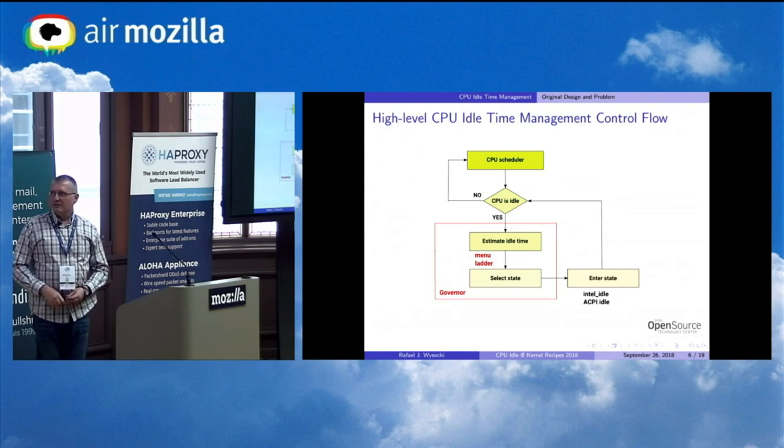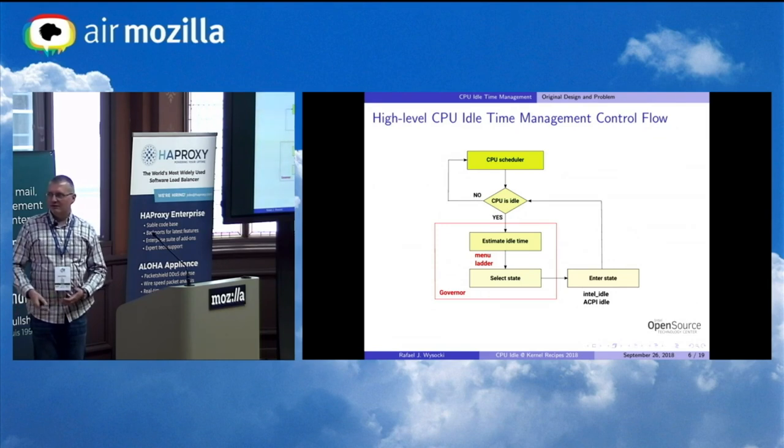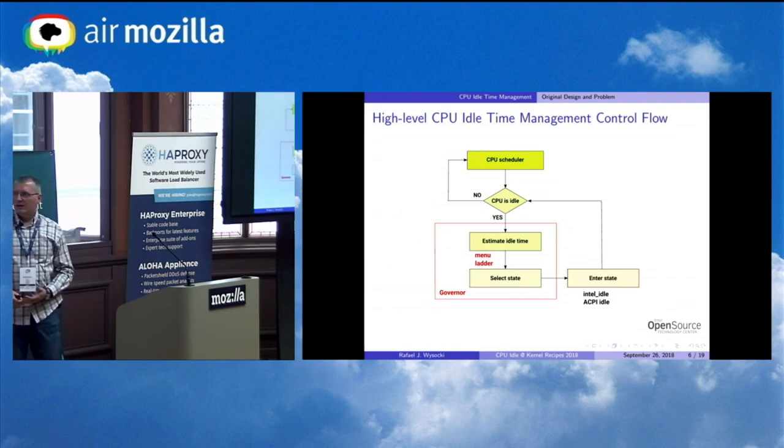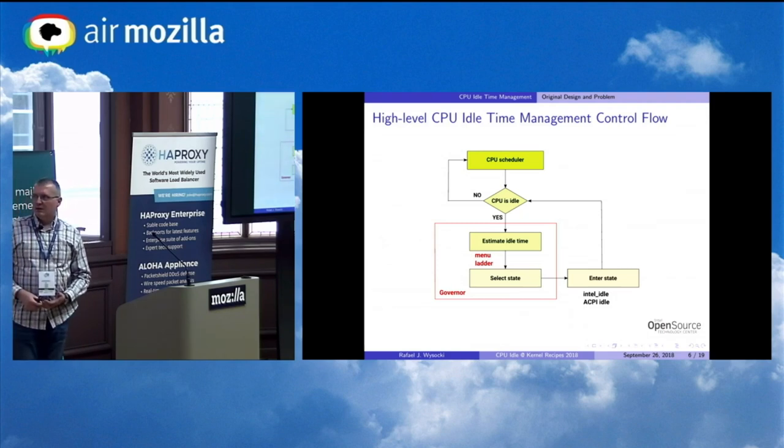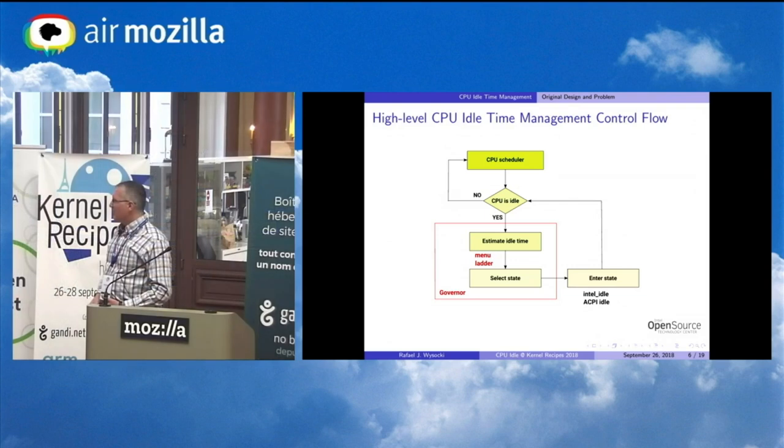And there are 2 steps in every iteration of the task. Actually, 3, I should say. But this is a high-level view, so there are two steps illustrated in it. The first one is to estimate how much time the CPU will be idle, and then to select the state for it, or to select the M-weight hint on Intel hardware, to figure out which M-weight hint to use. And this is done by the code module called the governor, or idle governor.